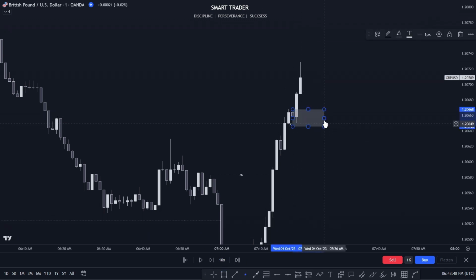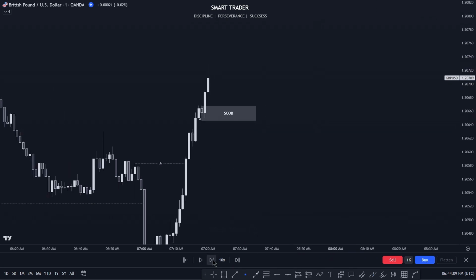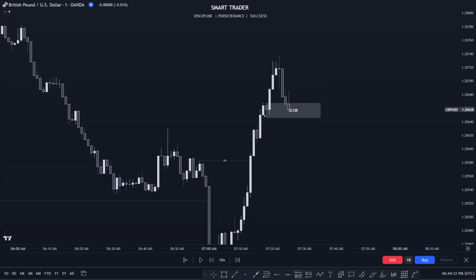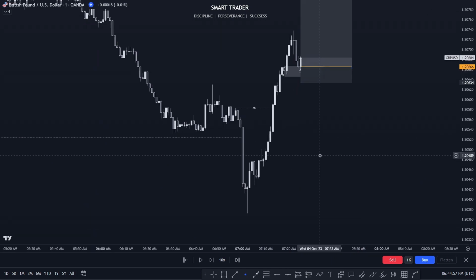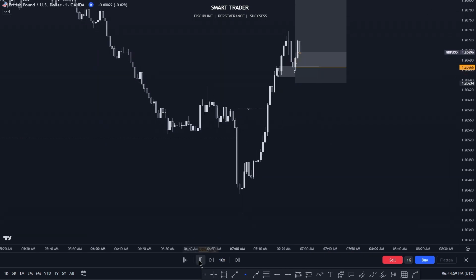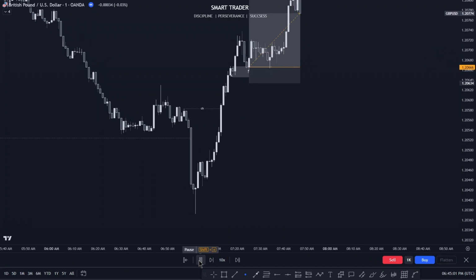And if the market comes back to mitigate it, we can risk a buy on it. Okay, so we see that the market has come back to mitigate it. So we can put our stop loss just below here. Okay, and now we see that the market keeps pushing.